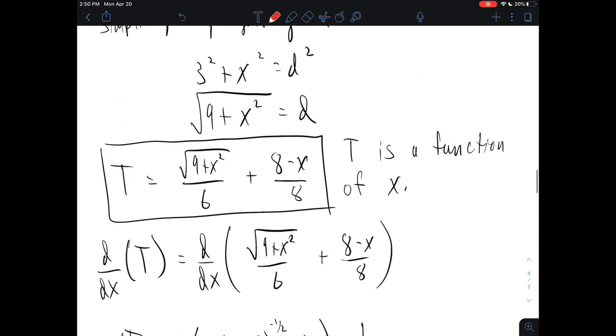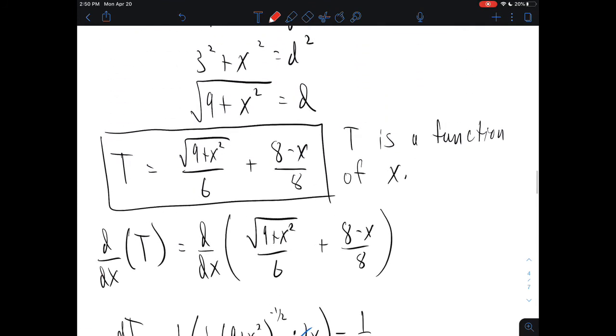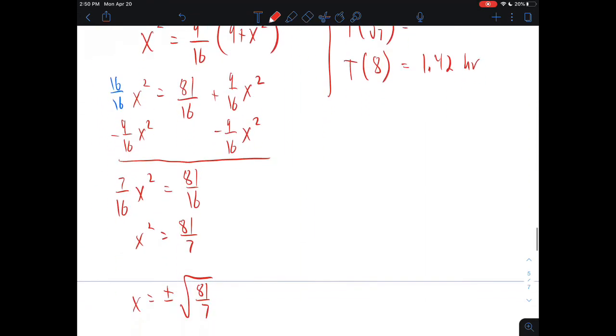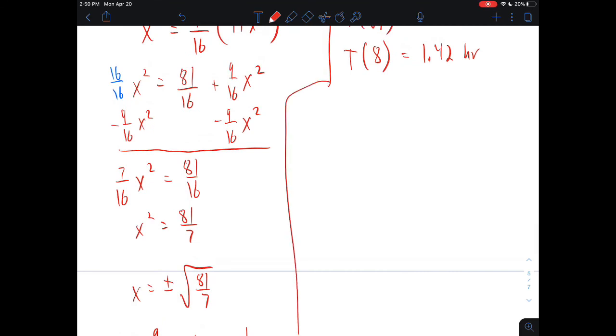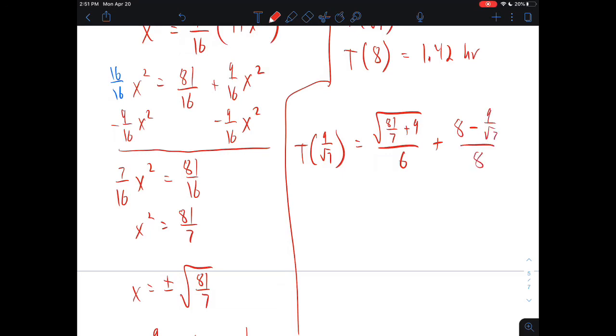So our original function is what we need to use here. So square root of 9 plus x squared divided by 6 plus 8 minus x over 8. So t of 9 divided by the square root of 7 equals square root of 81 over 7 plus 9 divided by 6 plus 8 minus 9 divided by the square root of 7 over 8. And we're going to get approximately 1.33 hours.